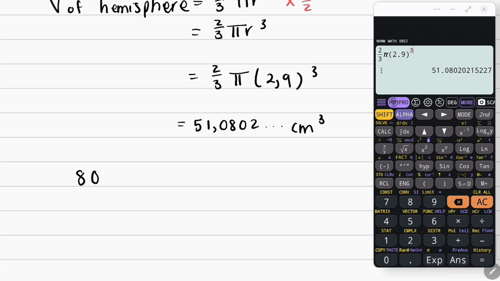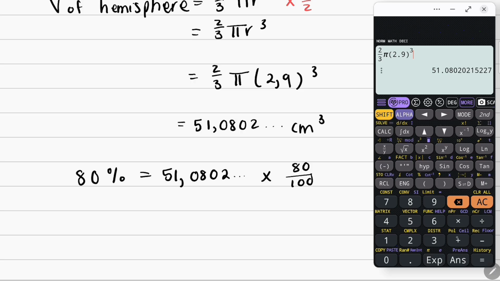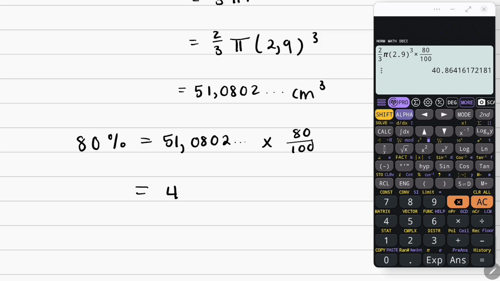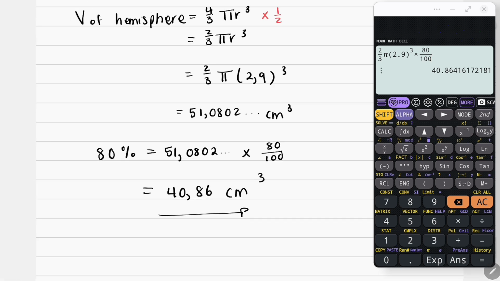And then finally to find 80% of this, that would be the 80% that it is filled up to. So 80% of this would be equal to this amount multiplied by 80 over 100. Okay, so times 80 over 100. And you can just do that straight here. So times 80 over 100, or you could just say 0.8. And our final answer is 40.86. And this is still in centimeters cubed because it is still volume. And that is our answer.